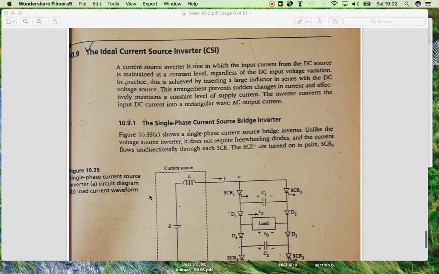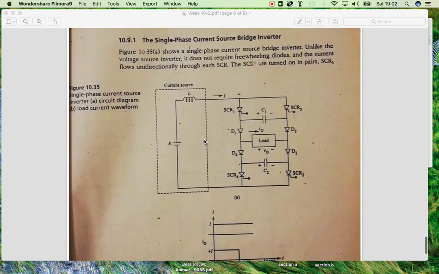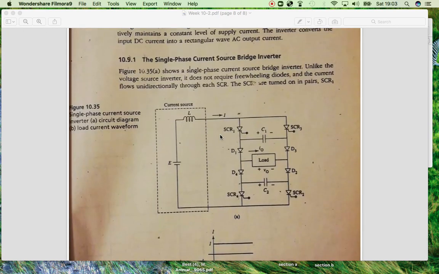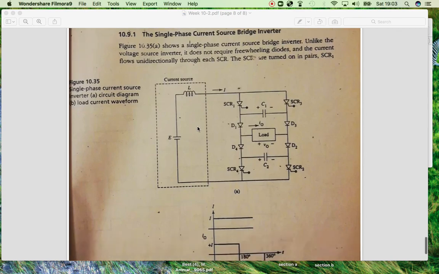Up till here we have only studied the voltage source inverters, in which we have a voltage source, but now I want to tell you about the current source inverter. In the current source inverter, instead of using the voltage source, we use a current source. This is a demonstration of a current source inverter: a block representing a current source, and inside that current source we have a voltage source and an inductor. Thank you very much.